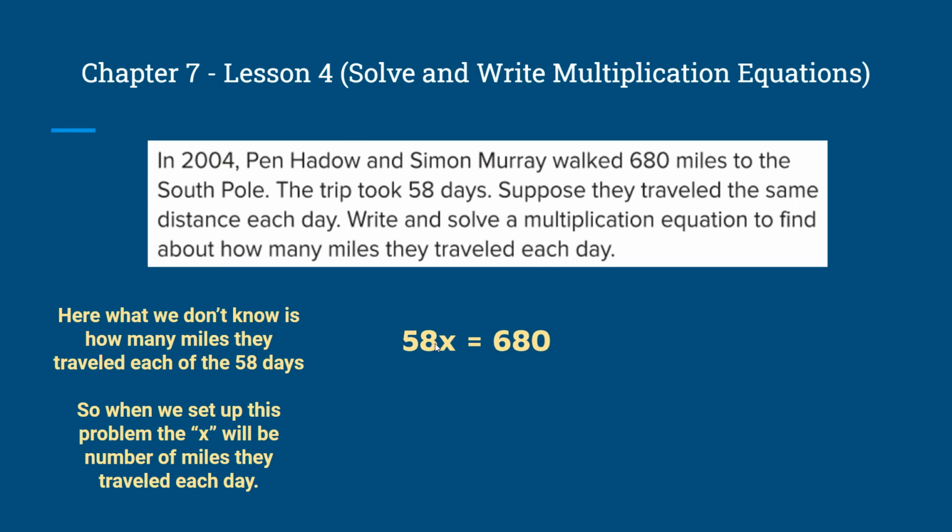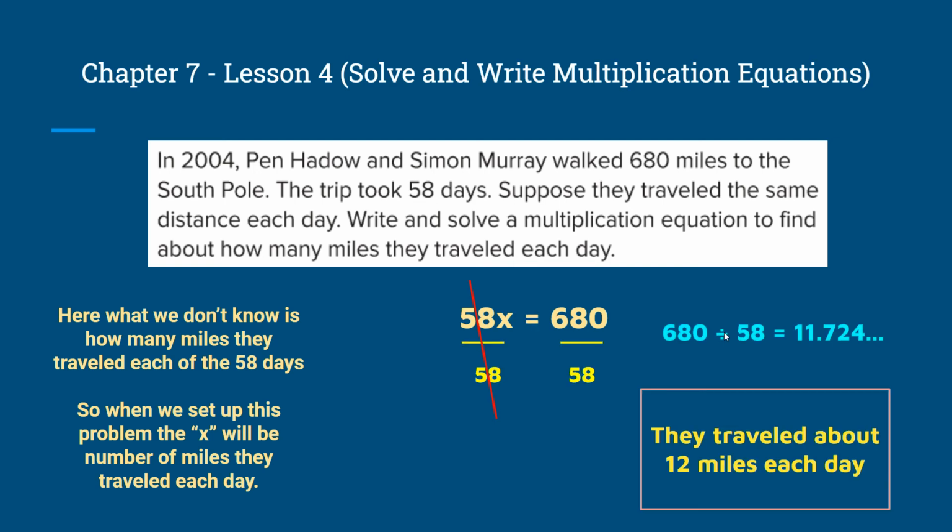As we do this, we need to isolate that variable. That variable is going to tell us how many miles they traveled each day. So as you can see, this looks like 58 times x equals 680. We're going to do the opposite of multiplying. We're going to divide both sides by 58. As we've done that, you can see what we have set up here. Our variable is isolated. We've divided both sides by 58, so the problem that we have to figure out is 680 divided by 58.